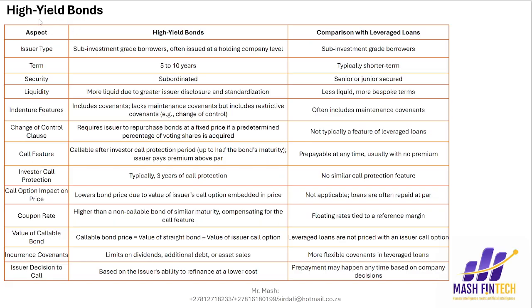Firstly, on high yield bonds, for you to understand this, I'm going to make a comparison between high yield bonds and leveraged loans. Because remember, both of these are part of what we refer to as mezzanine debt. Your high yield bonds are issued by sub-investment grade borrowers. Often they are issued by the holding company, not subsidiaries, but by the holding company. Leveraged loans are also issued by sub-investment grade borrowers, and remember, these are usually issued by firms that have high levels of debt already.